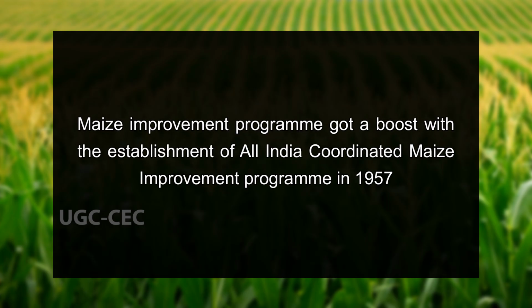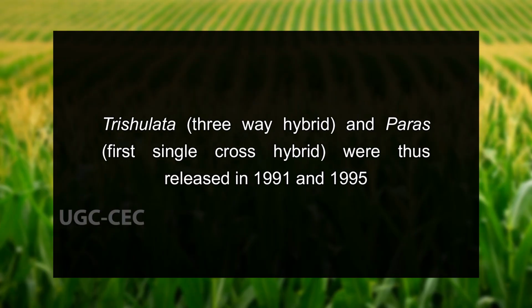The Maize Improvement Program got a boost with the establishment of All India Coordinated Maize Improvement Program in 1957. A large number of double cross hybrids and composites were developed and released from then onwards. However, since 1980s, single cross hybrid development is given more emphasis. Trishulata, three-way hybrid, and Paras, first single cross hybrid, were thus released in 1991 and 1995 respectively.